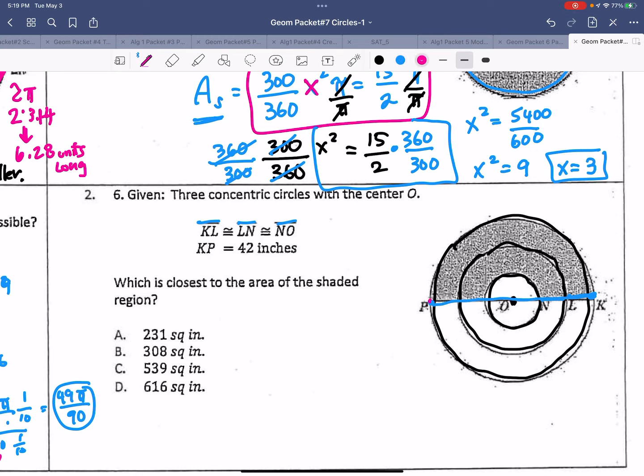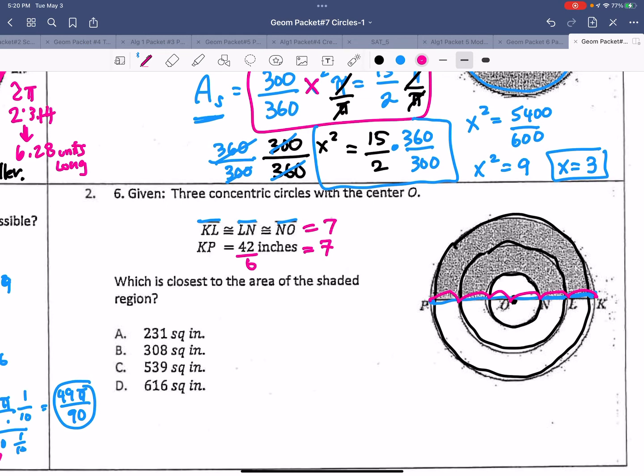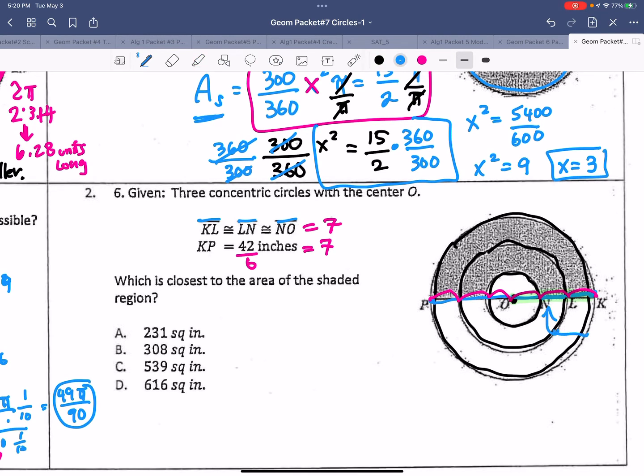Then we notice by bunny hopping 1, 2, 3, 4, 5, 6, that if I divide by 6, I get 7. So I know that the distance of each of these is 7. What is the area? Well, the area would be pi r squared, right? So the radius would be 7 plus 7 plus 7, or 21. Now, what's the area of the shaded region? This takes a little thinking.